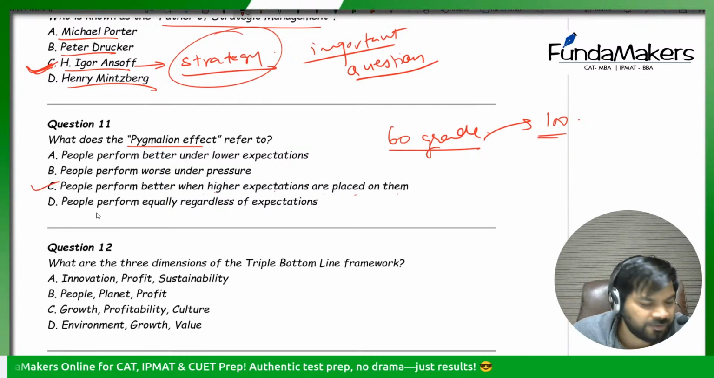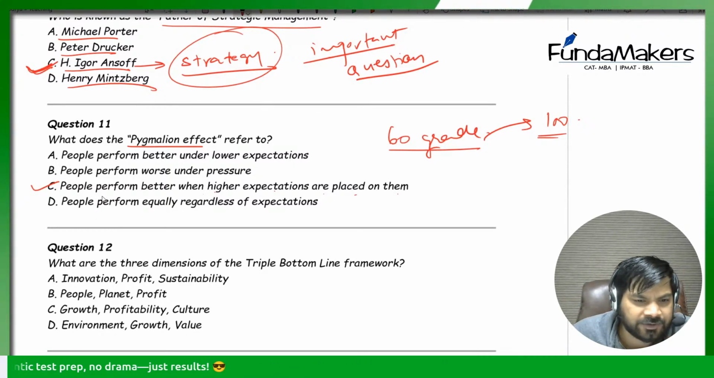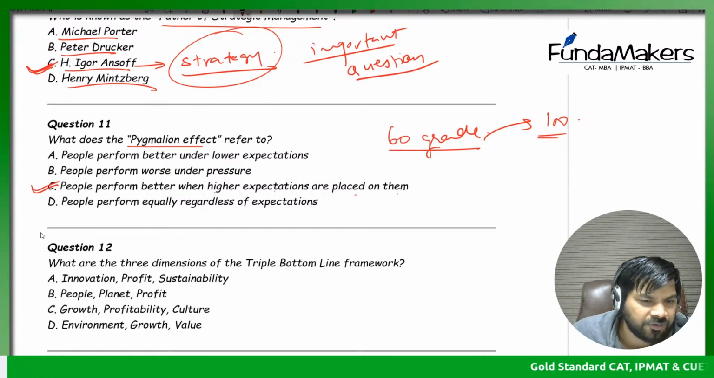So the correct answer should be what? C. If you want to get the work done, call a donkey a horse, right? And he will start running like a horse. So it's like people perform better when higher expectations are placed on them. The correct answer should be what?